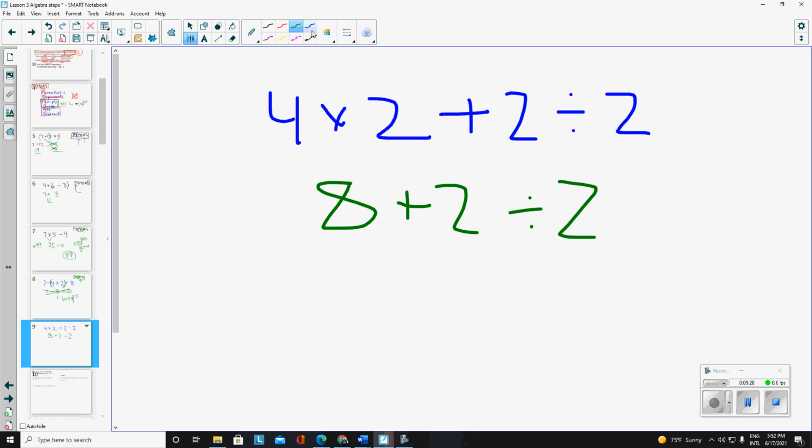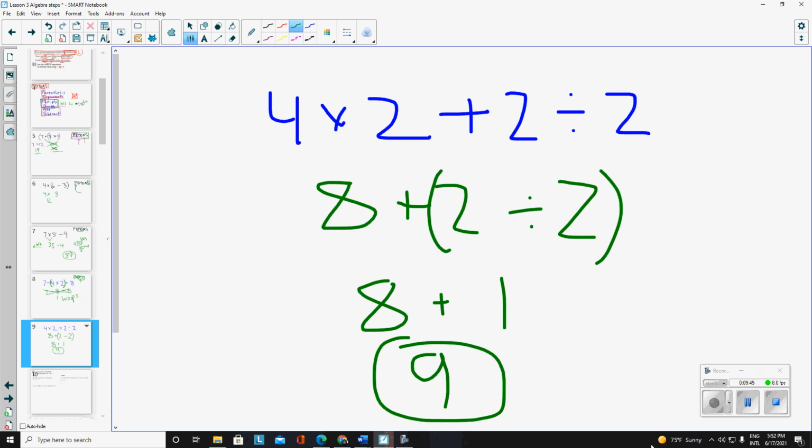Okay. You have to divide first here. You have to divide first. Because it says D before A. So you pretty much make your parentheses here. This is going to be 1. 2 divided by 2 is 1. 8 plus 1. If you added first, that would give you 10 divided by 2 is 5. It changes the outcome. The order of operations is important.